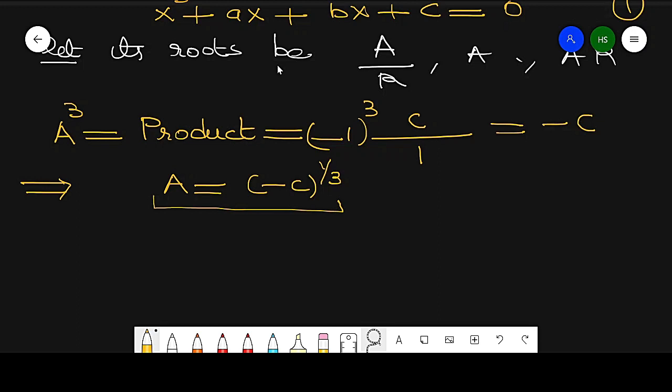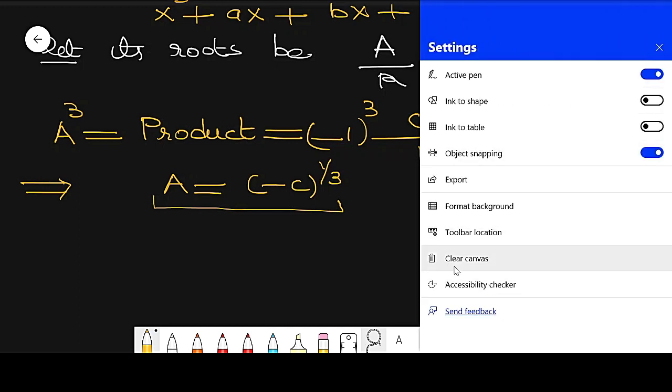Now, moving on to equations of fourth degree, if the roots are in AP and GP. If we have a biquadratic equation, how will we find the roots if the roots are in AP or in GP?